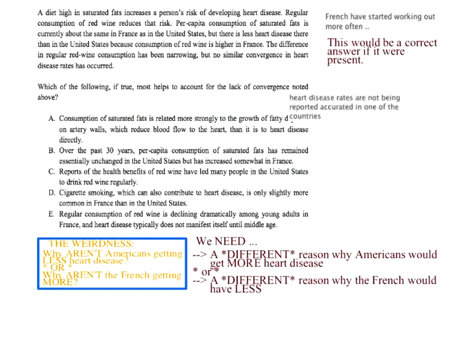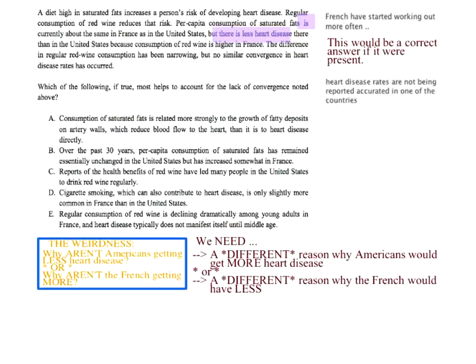Heart disease rates are not being reported accurately in one of the countries. Well, the problem is that it doesn't say, like, reports suggest this. I mean, this actually says that there is less heart disease. There is, like, fact. And per capita of saturated fats is. So these are facts. And so this is a non-issue. Like, in other words, you can't contradict what the passage says.